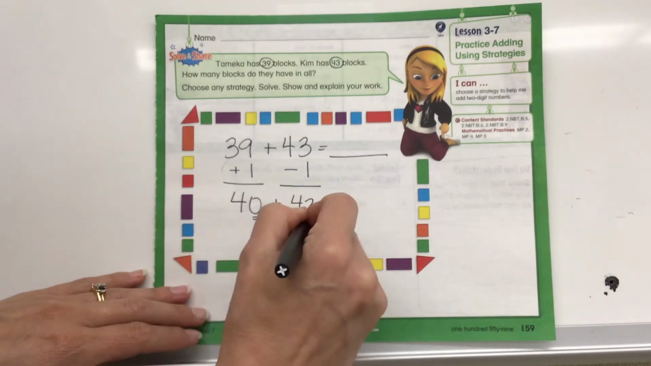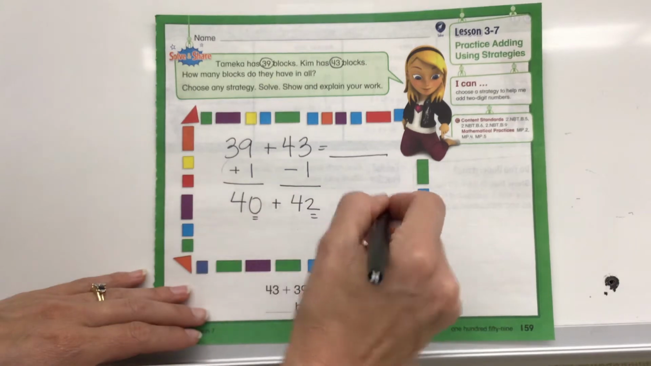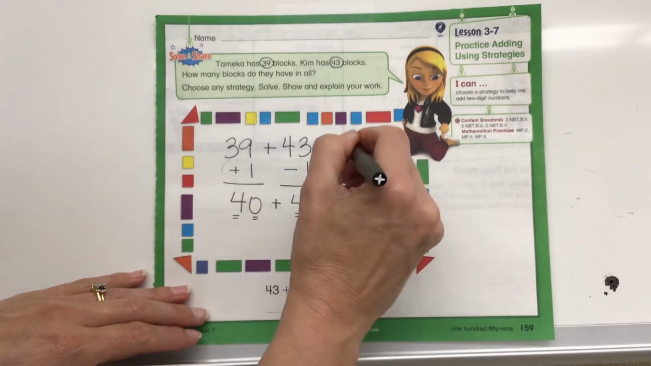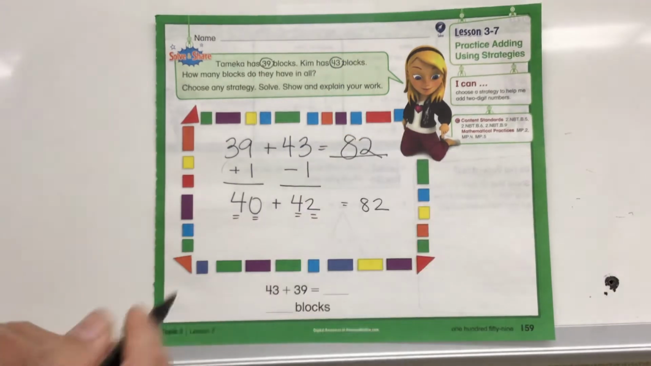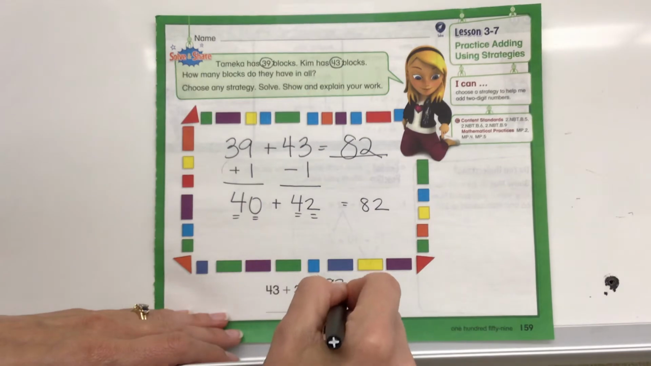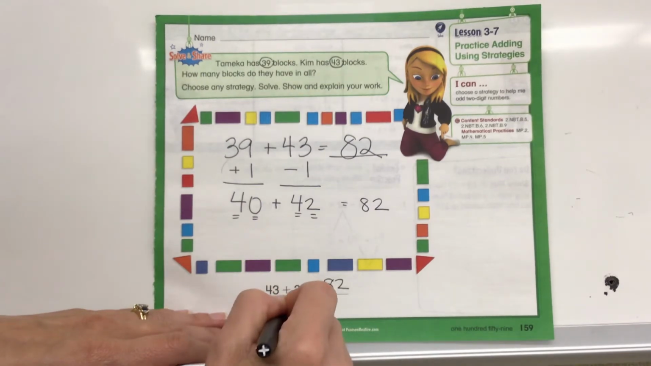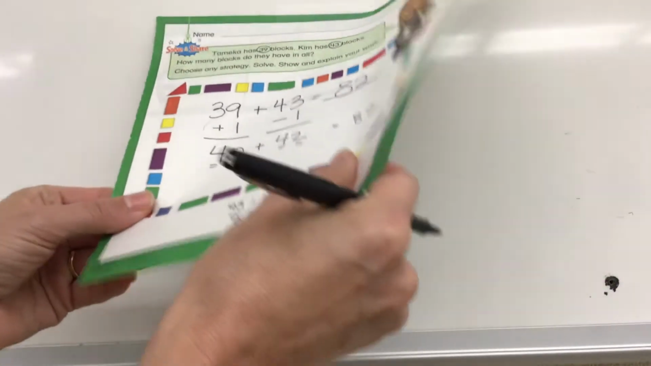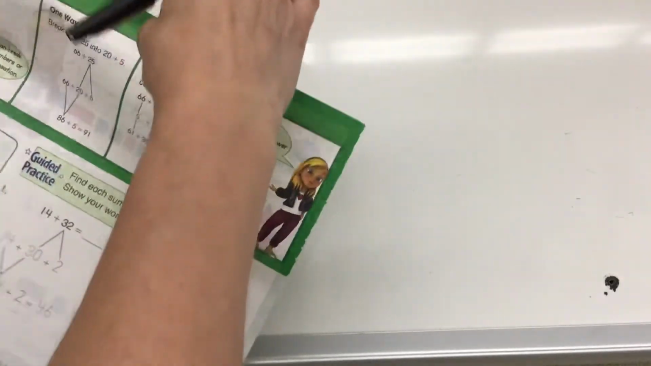If I add the ones place, 0 plus 2 is 2. And 4 plus 4 is 8. So I get a sum of 82. So I know that 43 plus 39 equals 82, and they have a total of 82 blocks. Now again, you may have come up with another strategy, another way to do it, and that's fine as long as you get this same answer of 82. All right, let's go ahead and take a look at our back page here.